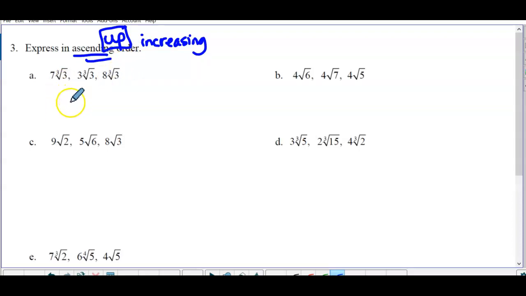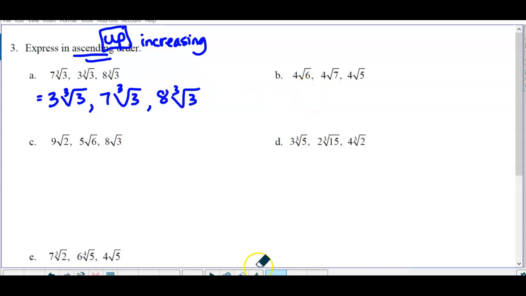In any case, take a look at the index on each of them first of all. They're all cubed roots. Then take a look at the radicand. They're all the same. So all you have to do is look at the coefficients. What's the smallest coefficient? 3. Then the next smallest, then the largest. Okay, so that's pretty straightforward when they have the same index and same radicand.